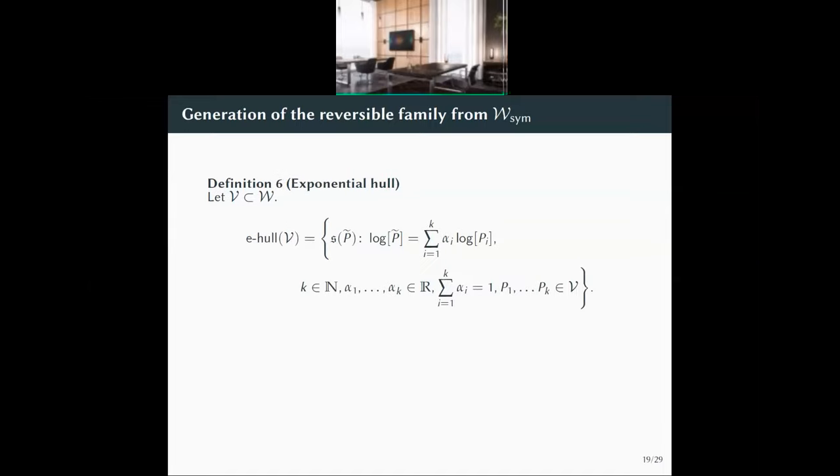Similarly, if instead of talking about the M hull, you want to discuss the E hull of the chain, it's the same concept except you're working with the exponential hull now. So in this case, you can consider this hull of the set of all symmetric chains, and here again you see that you obtain the set of all reversible chains. So this somehow connects WRev with WSim and WIID in a very elegant way.